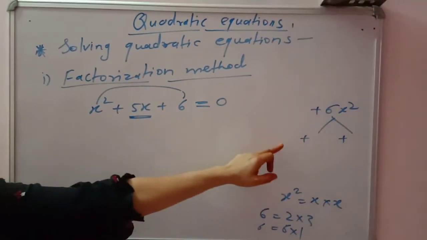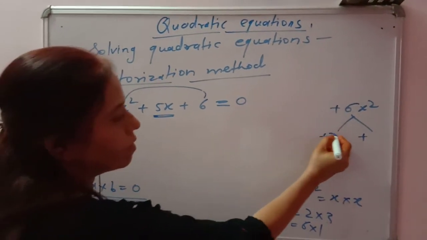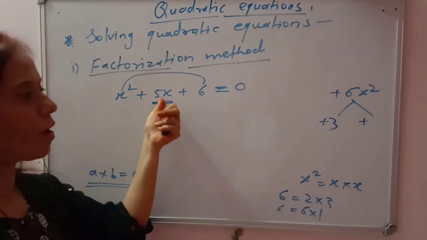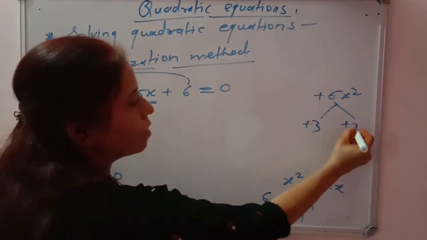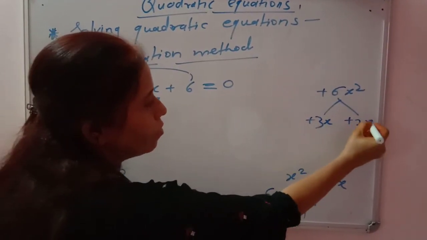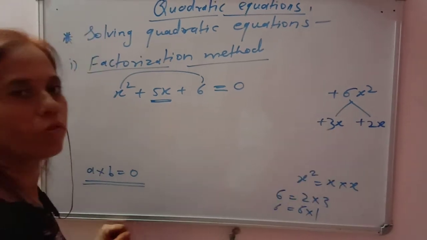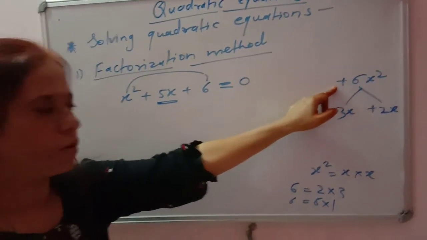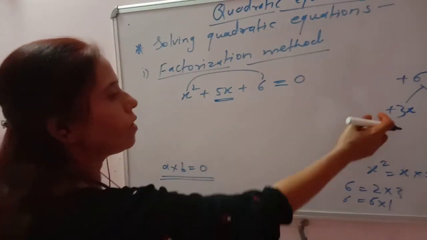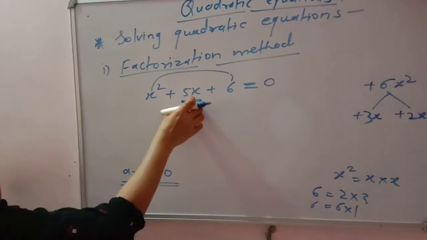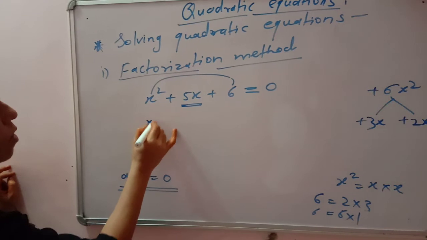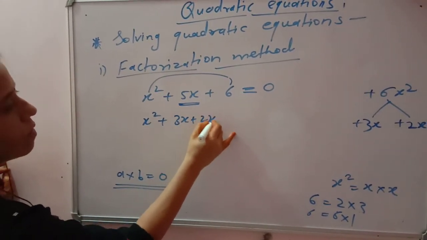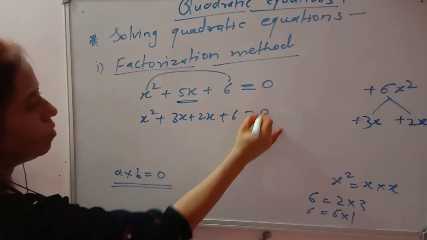In this way you have to check. Take these factors, because the sum of 2 and 3 is 5. That's why we have to take 2 and 3: 3x and 2x. And both should be positive because the middle term is positive and the product is also positive. So write these two terms in place of the middle term, because we have to split the middle term: x square plus 3x plus 2x plus 6 equal to 0.